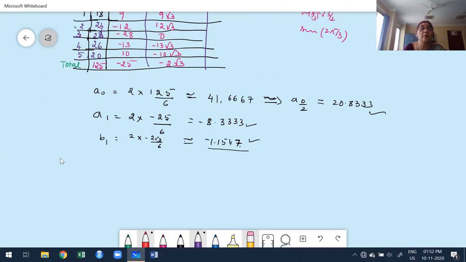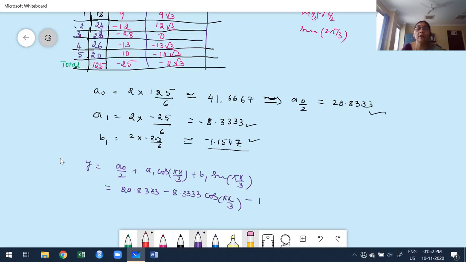What's the first harmonic formula for construction? y equals a0 by 2, first term of the series, a1 cos of pi x by 3, and then plus b1 into sine of pi x by 3. And then I have to substitute the values. That's all. What is my a0 by 2? 20.833, minus 8.33 into cos of pi x by 3, and then b1 is minus 1.1547 into sine of pi x by 3.